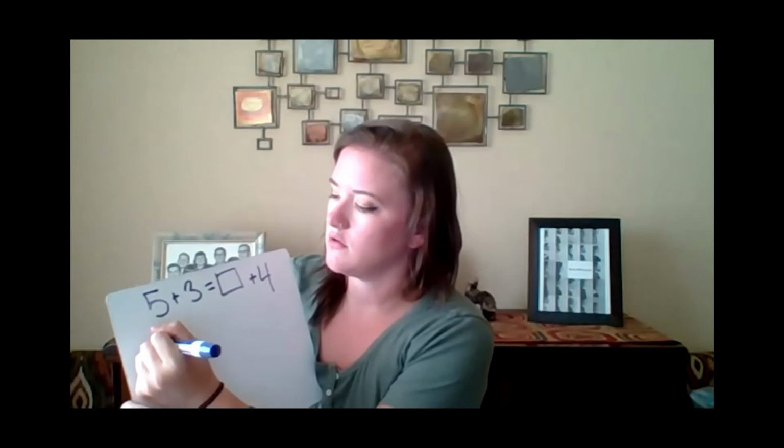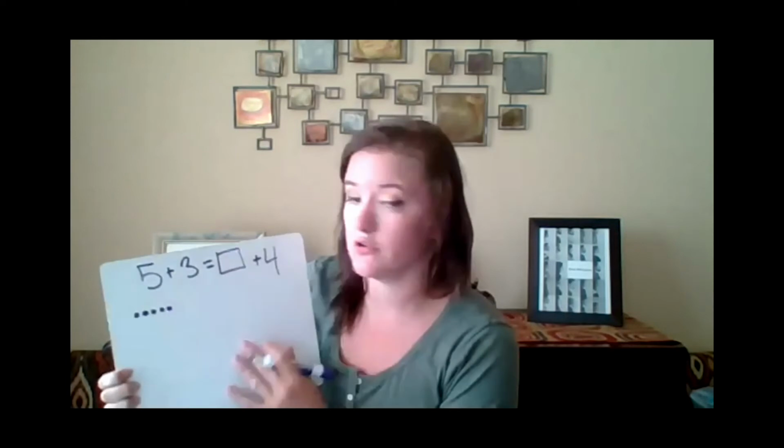Let's draw a picture. So I'm going to start with my 5. 1, 2, 3, 4, 5. Good start. And then I'm going to draw 3 open circles right here. 1, 2, 3. How many circles do I have? 1, 2, 3, 4, 5, 6, 7, 8. Okay, so 5 plus 3 is 8. Nice job. So now we have blank plus 4.